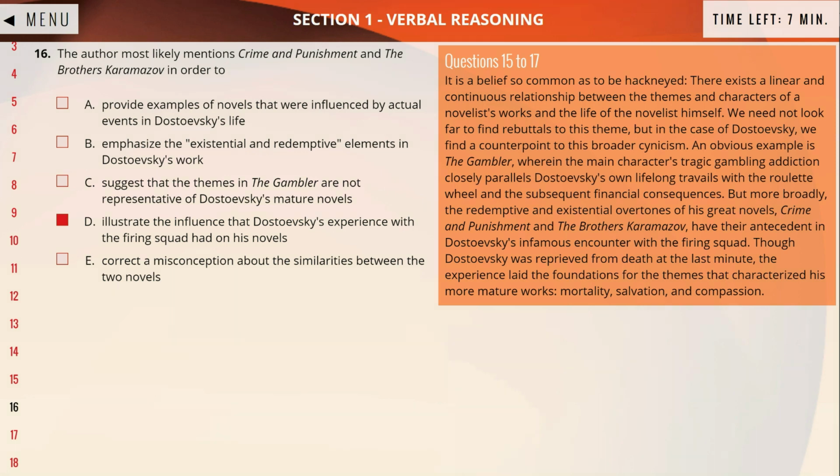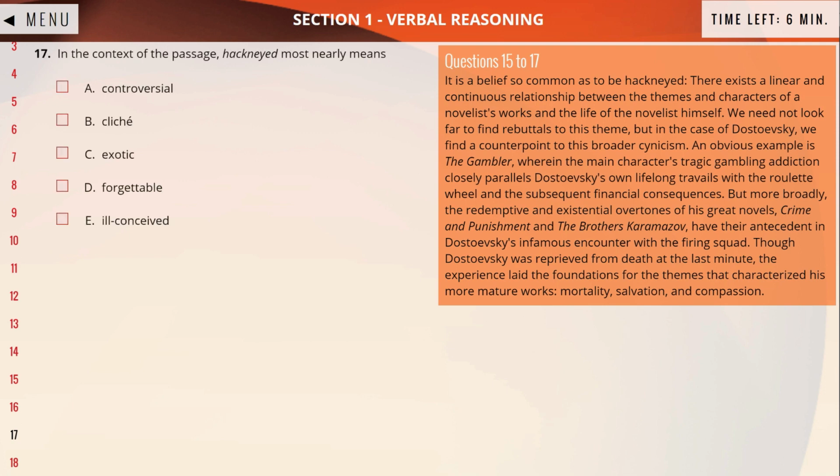Interesting. Do I fully agree with D? In order to illustrate the influence. Yeah, that is why the author brought it up. More broadly. Yep. Let's double check that. Illustrate the influence that his experience had on his novels. Yeah, I'm happy with that. I can't see D being wrong, but I can see A being wrong. So I think D is better. Okay. In the context of the passage, hackneyed most nearly means cliche. Quite easy.